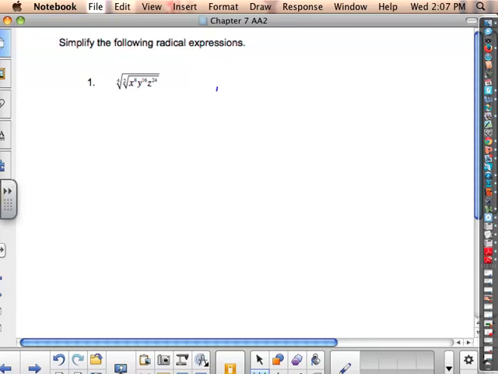So I start with x to the 8th, y to the 16th, z to the 24th. Now, I'm going to take that first radical inside, 1/2. So I have all of those raised to the 1/2, and then again raised to the 1/4. So now we can think of this as a power to a power. I'm going to do it in 2 steps.